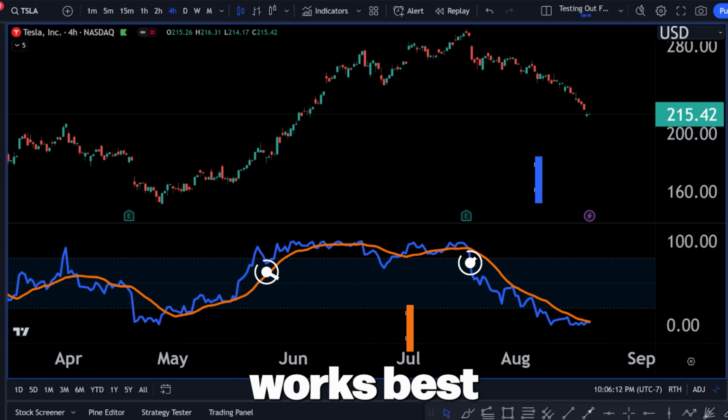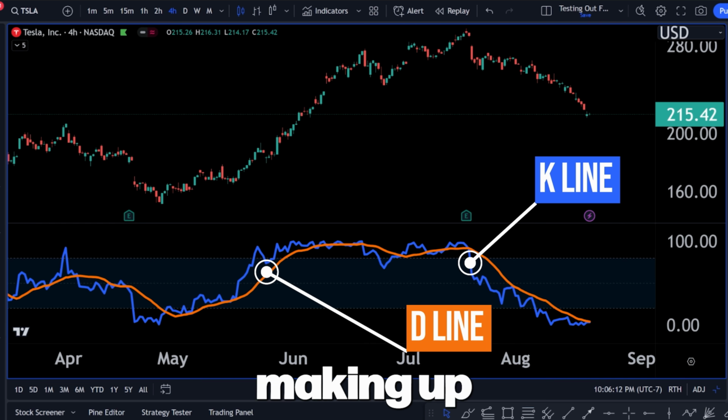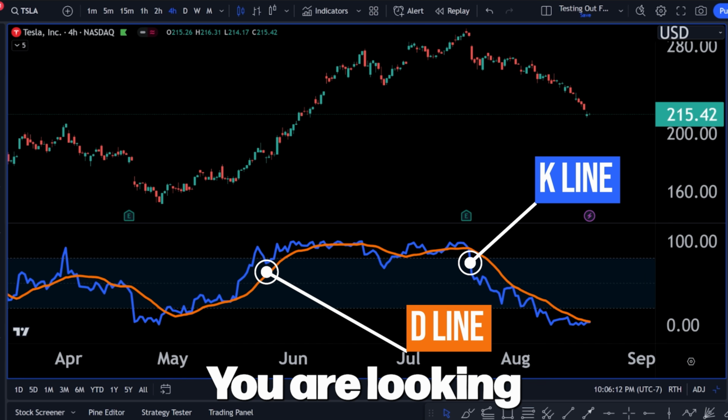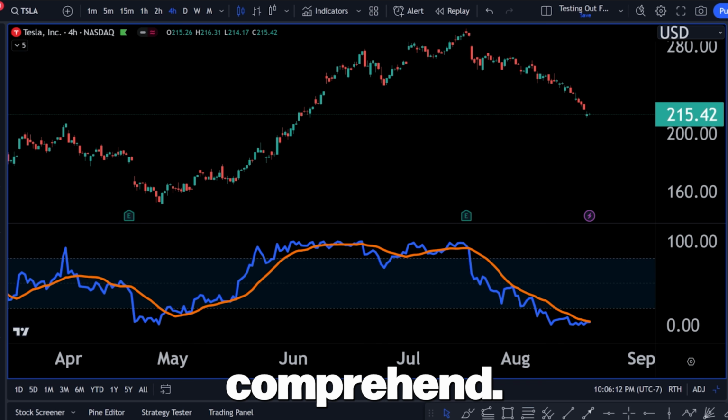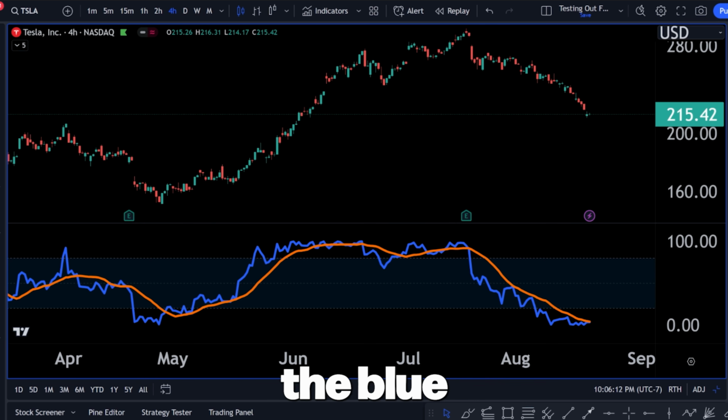Now we're moving over to the stochastic indicator. This indicator works best in consistent trading ranges, so it's making up for the weakness we saw from the super trend indicator that we covered earlier. You are looking for two main important things that will make this strategy so much easier for you to comprehend. Just like the MACD, you want the blue line to cross the orange line, but for the stochastic indicator, you have to be even more precise.